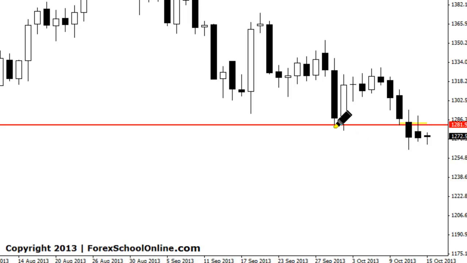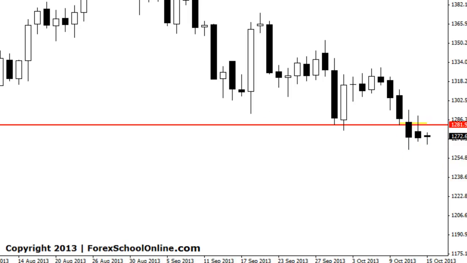Because this is a daily chart, we know we're not going to get enough room. We know we're not going to get enough space to trade short trades, because we're not going to get enough space to make a reversal trade.